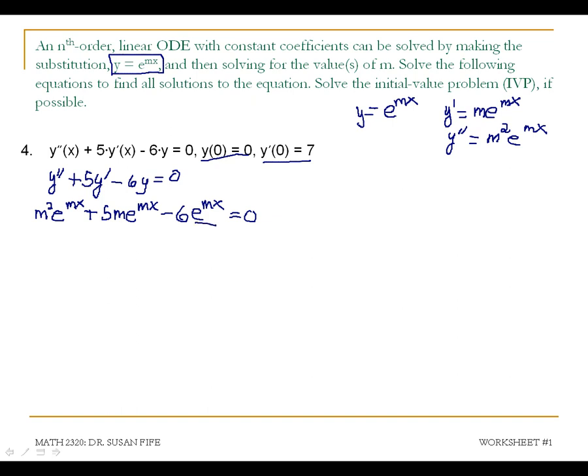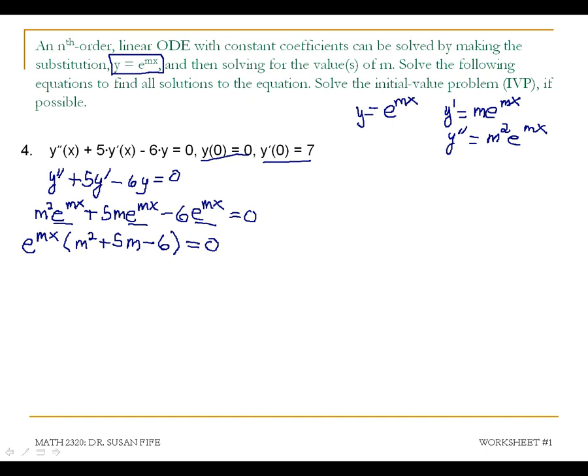And notice that I have this e to the mx in common. I can factor e to the mx out, and that'll leave me with m squared plus 5m minus 6. Okay, so I get the equation e to the mx times m squared plus 5m minus 6 is equal to 0.